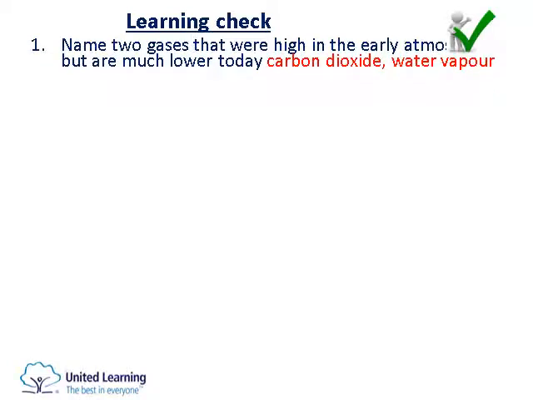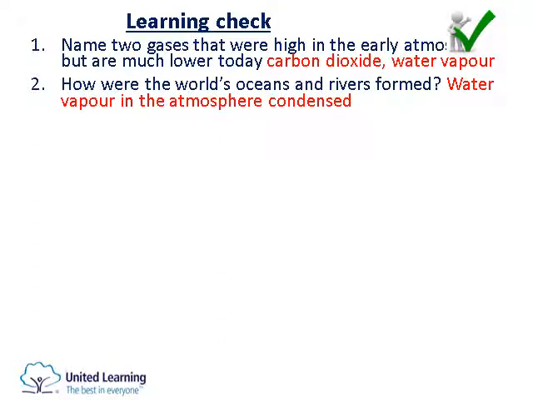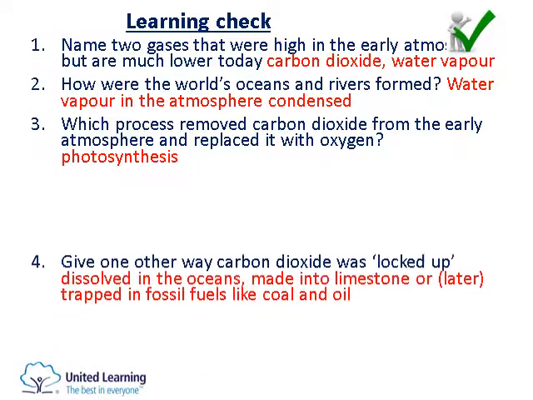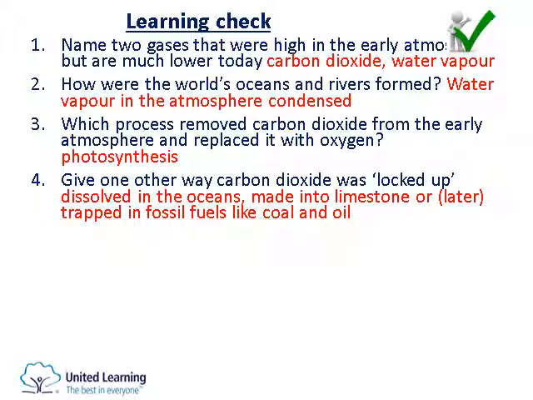So please mark your answers to each one. The 2 gases that were highest in the early atmosphere are carbon dioxide and water vapour. Number 2, the world's oceans and rivers were formed because the water vapour condensed. Please make sure you get that key word in there, cooled and it condensed. The process that removes carbon dioxide is photosynthesis. One way in which carbon dioxide was locked up, you could have had it dissolved into oceans, made limestone, trapped in fossil fuels, but you can't have photosynthesis for that one.